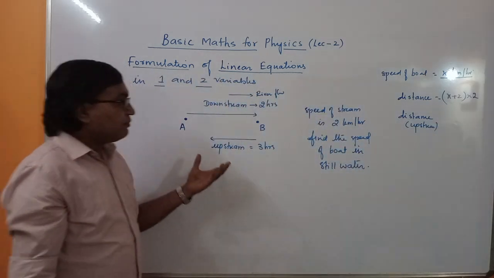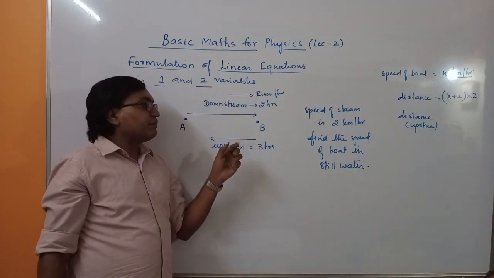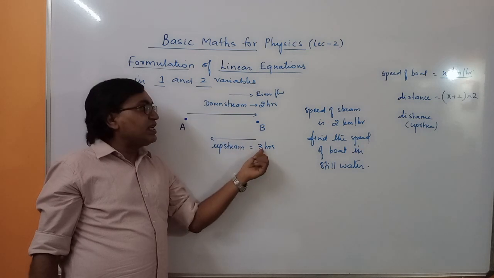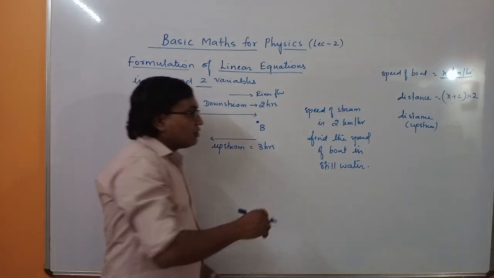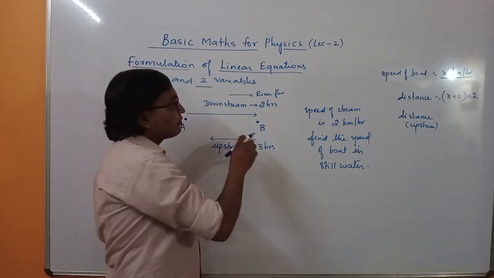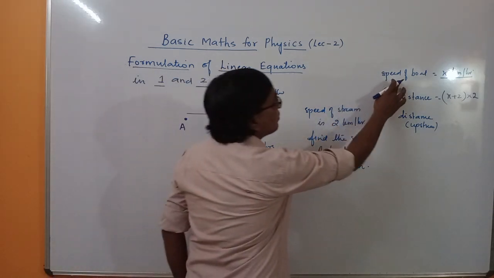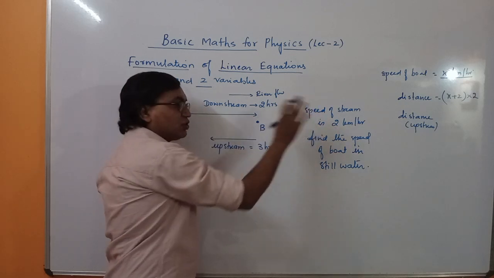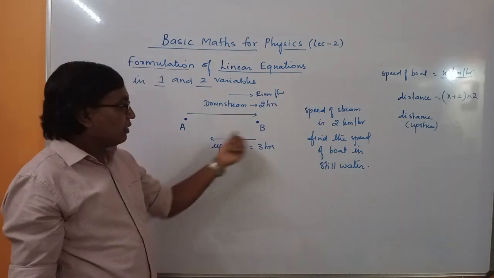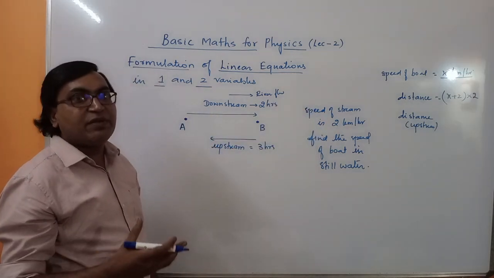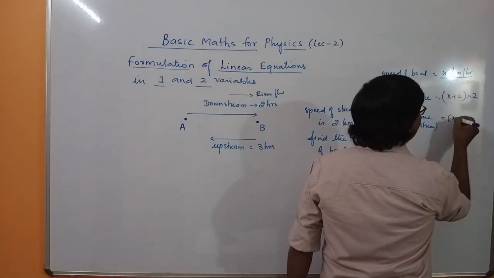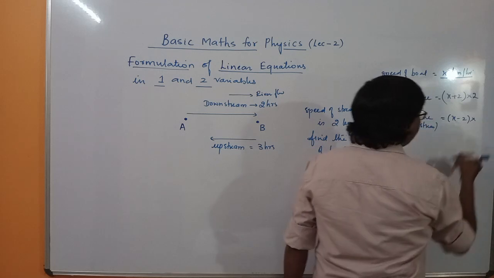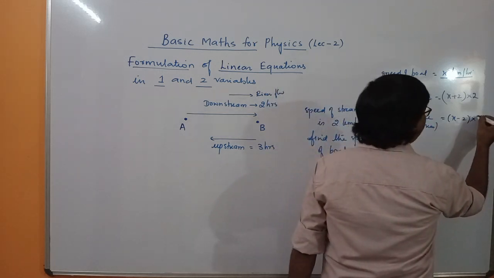So now upstream, what will be the speed? Sorry, the speed of the boat, x is the speed of the boat. So upstream, the speed will be x minus 2. So x minus 2 multiplied by time. So time is 3 hours.